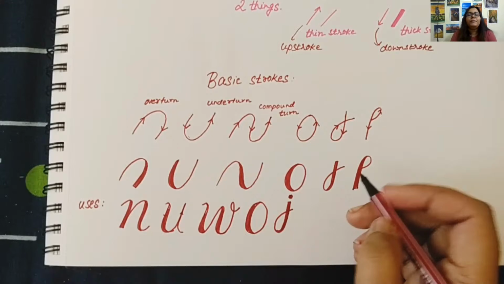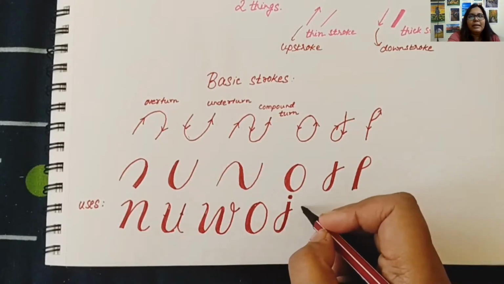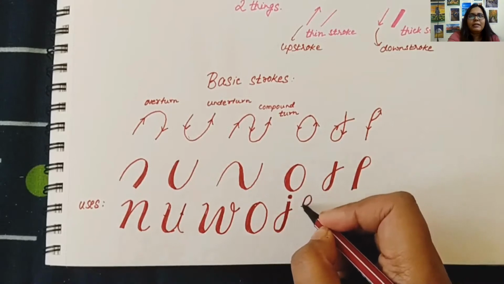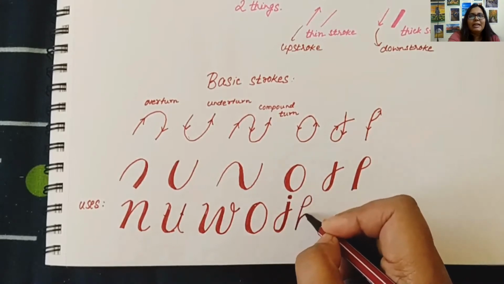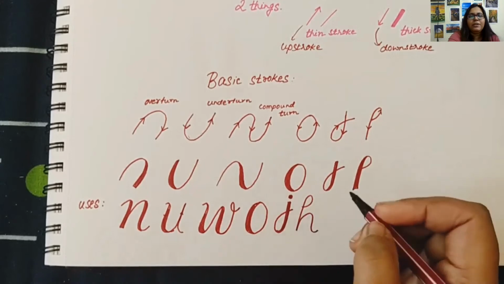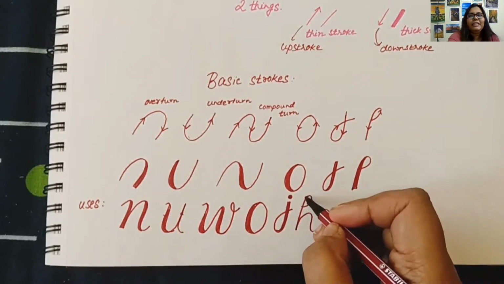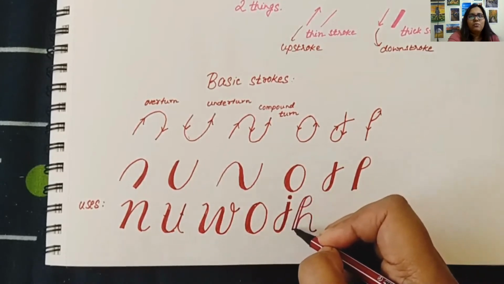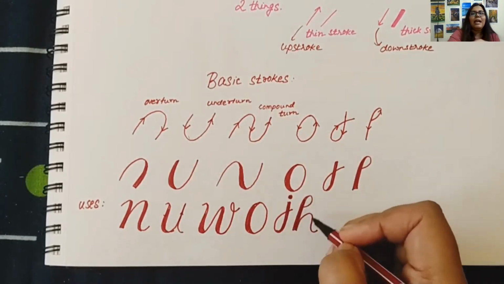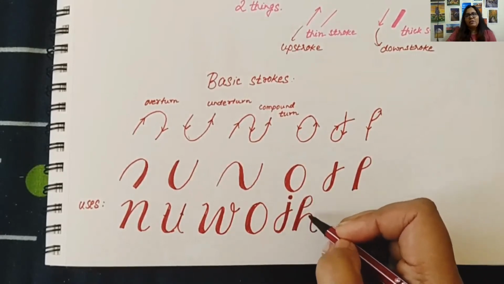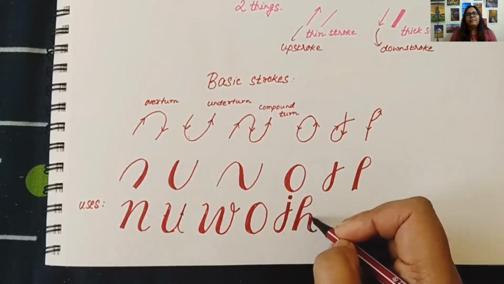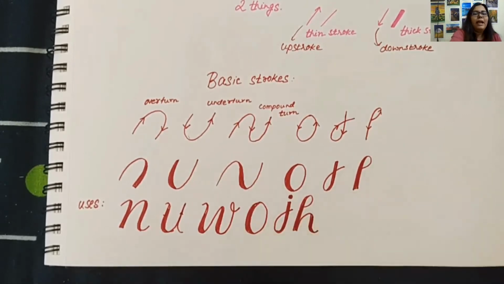Okay, so we will be using this while writing H, right? The letter H. So just see, like this, and this. Okay, so here we have the letter H. Here my hand went downwards, so I will color this. And again, my hand has gone downwards like this. So we will color this also. And we are done with all of the basic strokes and the uses.